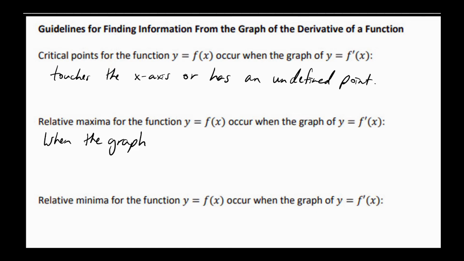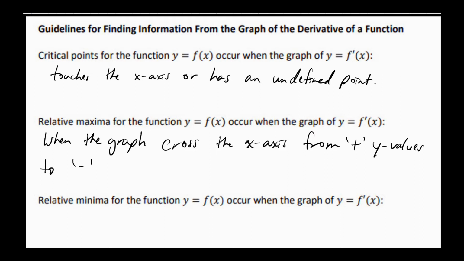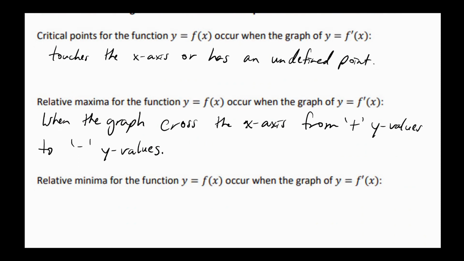Okay. So in this case, relative maxima, when the graph crosses the x-axis from positive y values to negative y values. That's the maximum. When it goes from positive y values, because the y values represent the slopes, right, to negative y values. Okay. And then minima is just going to switch the positive and negative.